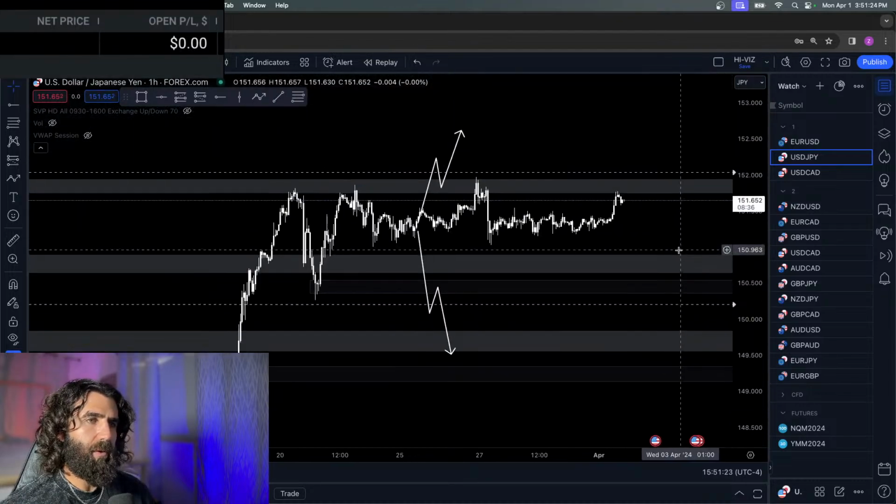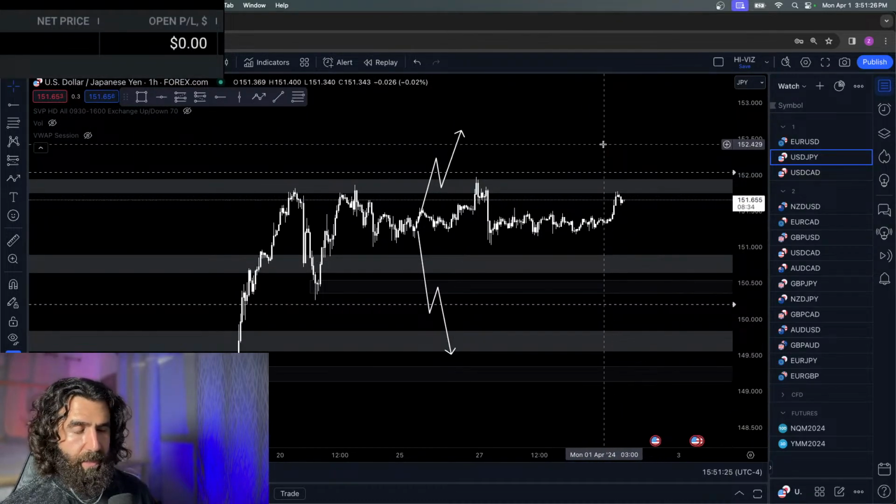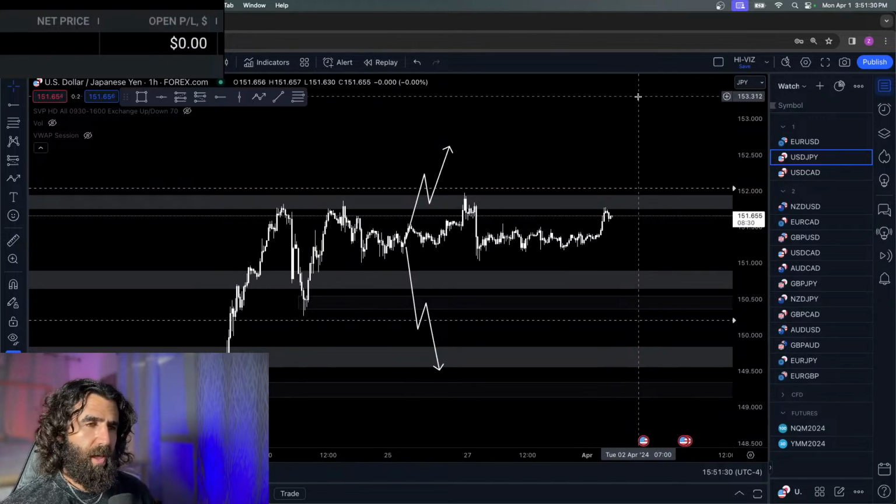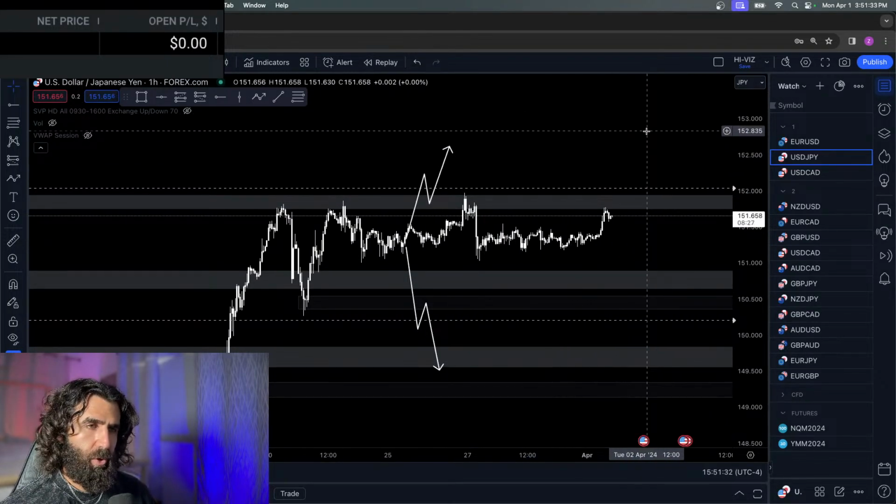So same deal. Going to wait for a break to the upside. I think everybody's waiting for the same thing. We want to see if it's going to break to the upside and then start to run. If it does, I'm going to be looking at some structure to try to get in on that move.